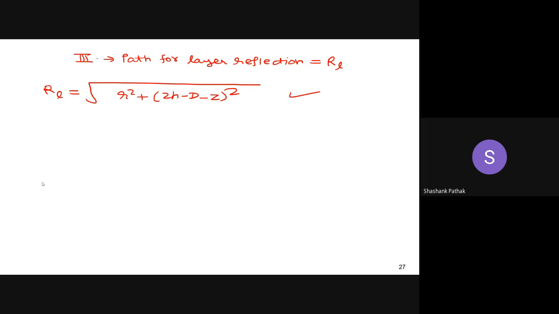Has anyone tried apart from Maipal? Yes, sir. Have you tried? Yes, sir. Are you getting this answer? Yes, sir. Okay. So, is there any need to explain? Does anyone want it to explain? There is no need to be shy. If anyone wants to explain, we can go ahead. So let us try.